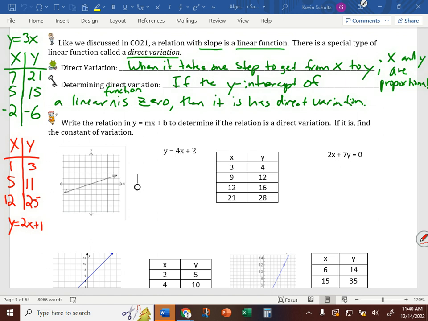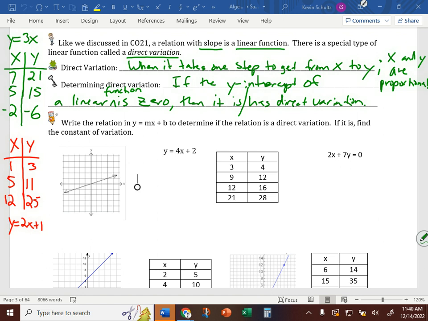Yes. You said then it has direct variation. Pick one. Choose your favorite. Whatever you want. Is, has, whatever. Okay. Thank you for pointing out my flaws.